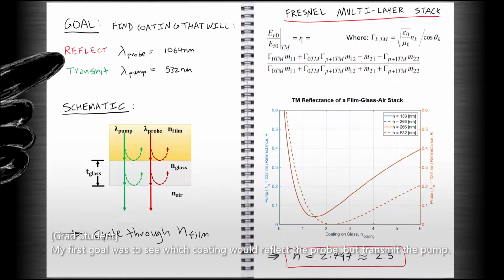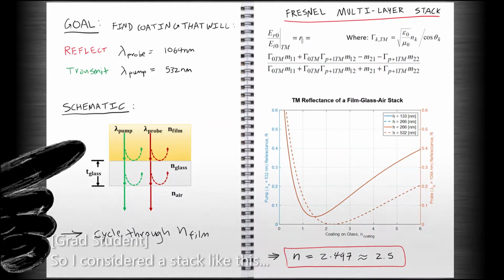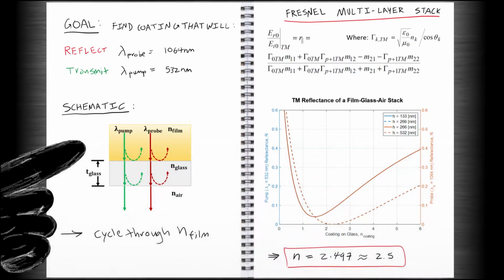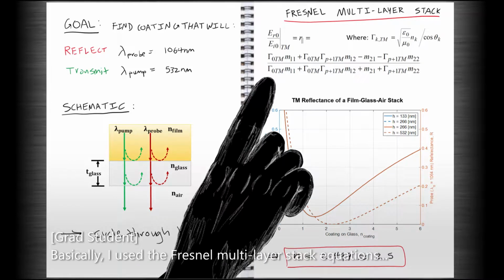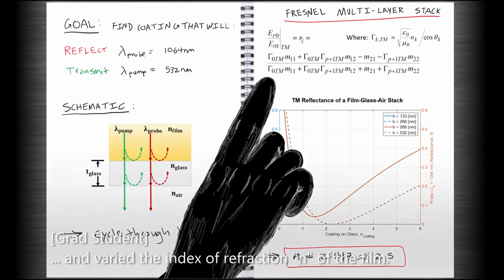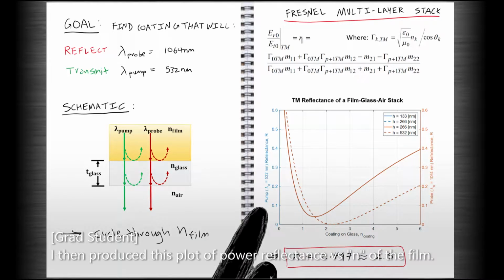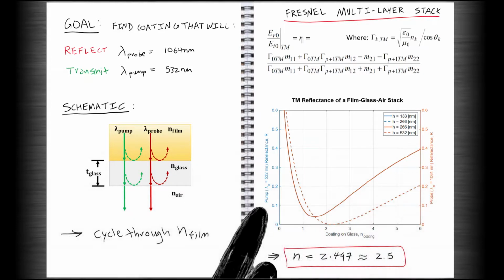My first goal was to see which coating would reflect the probe, but transmit the pump. So I considered a stack like this, with an arbitrary film, glass, air configuration. Basically, I used the Fresnel multi-layer stack equations and varied the index of refraction n of the film. I then produced this plot of power reflectance versus n of the film.